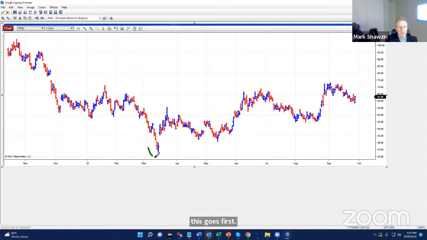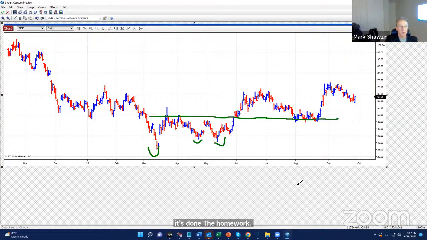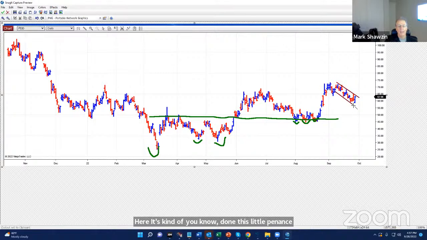But this thing looks like it's done the homework. It's done the heavy grinding. It's put in this pattern here. It's put in a triple bottom here. It's kind of done this little pennant here. It's called a pennant or a flag. And now you've got the key reversal. So you got everything in the pattern trader technical toolbox. And, if I'm wrong, I'm wrong. I'll go and find something else, but I don't think so.